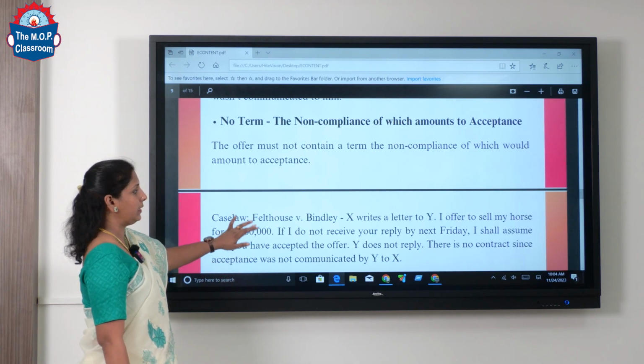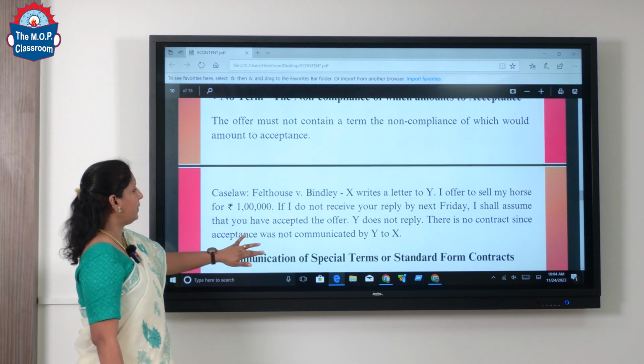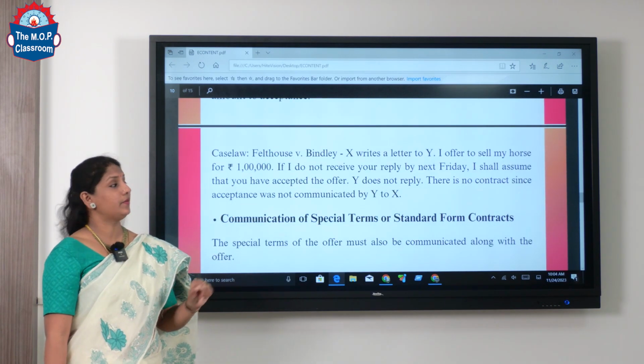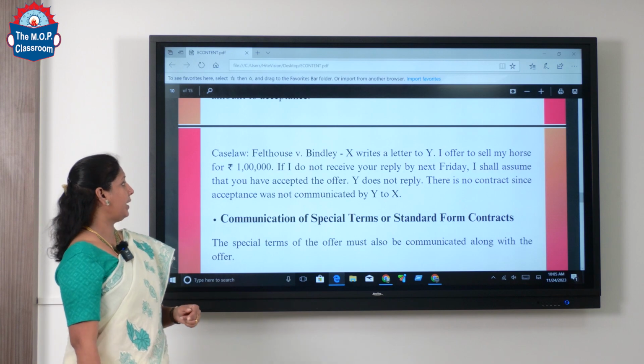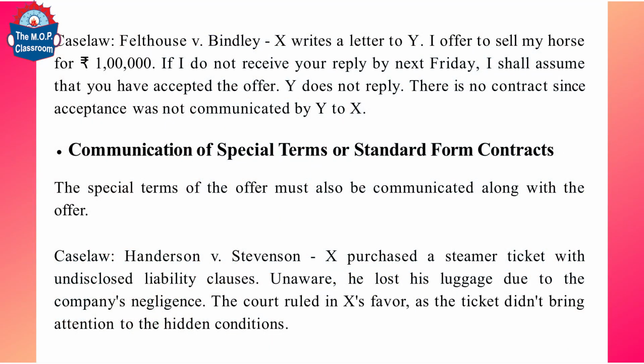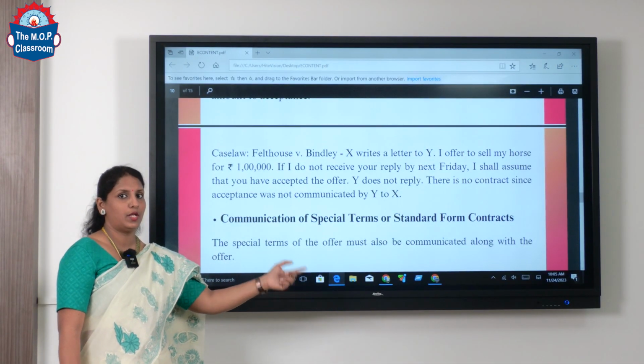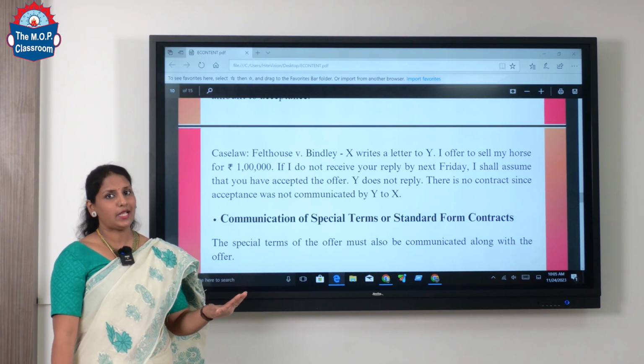So Felthouse versus Bindley: X writes a letter to Y, I offer to sell my house for rupees 1 lakh. If I do not receive a reply by next Friday, I shall assume that you have accepted the offer. Y does not reply, but since Y does not reply, X cannot take it into account that the offer has been accepted. Y did not reply, it can be any reason why he did not reply. So he can't take this for granted. So there is no contract since acceptance was not communicated by Y to X. That is, Y should have expressly given his communication, or given it in writing, or called him and told, but silence will not be considered as an acceptance.